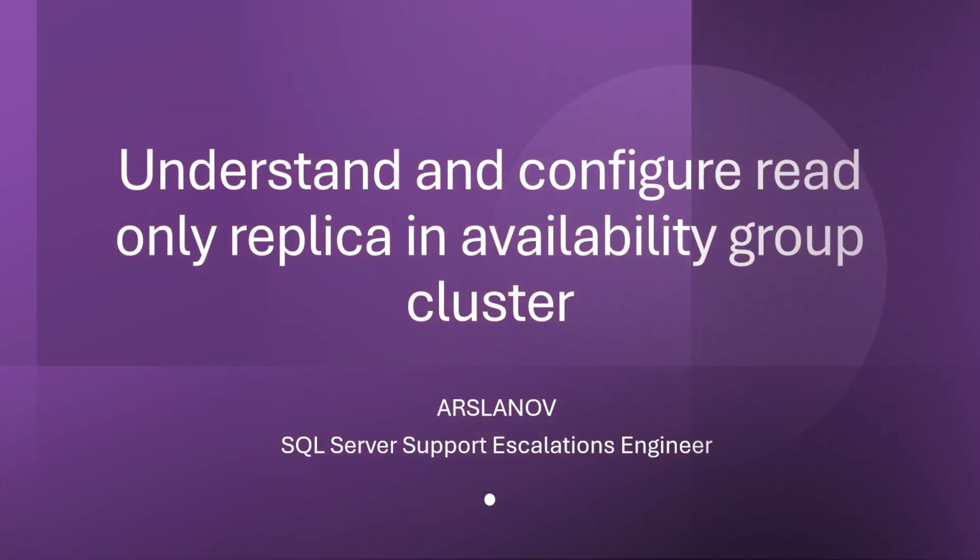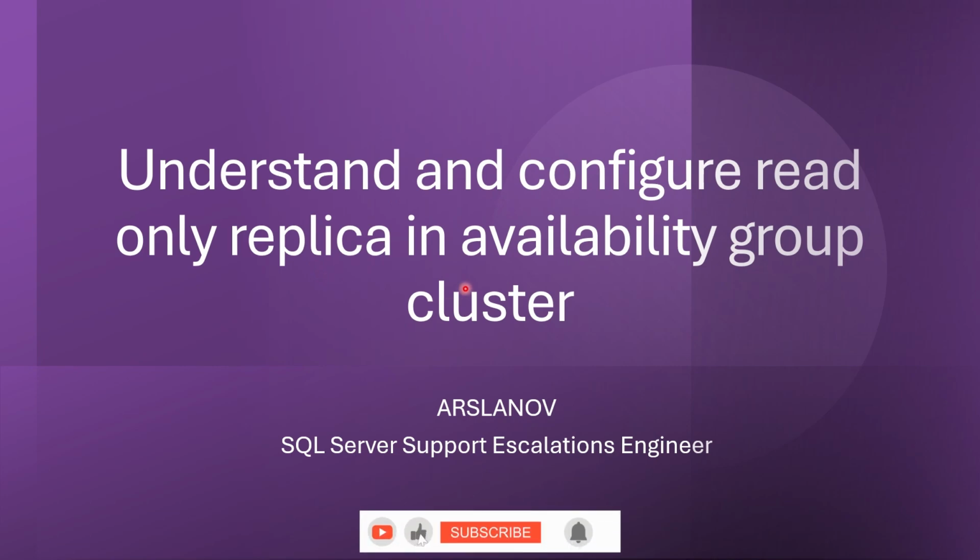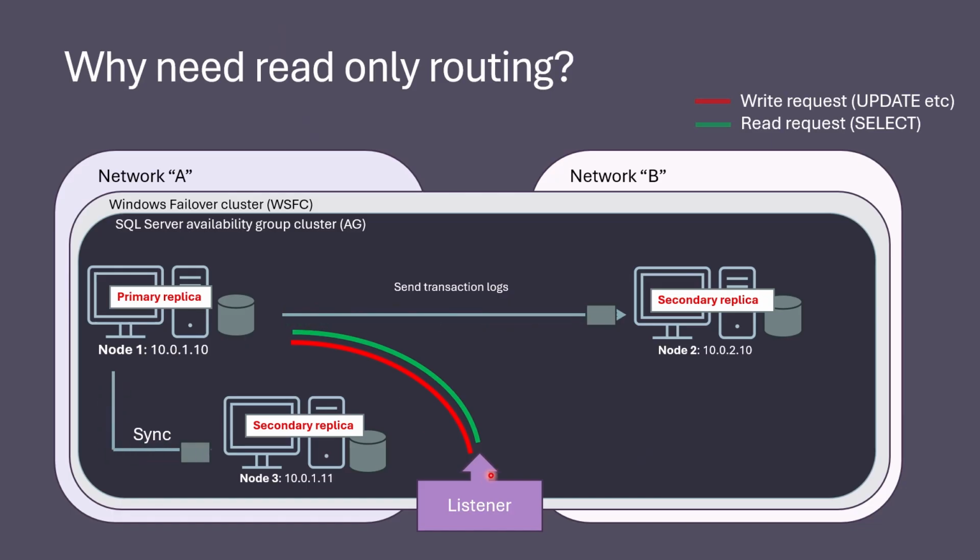Hello everyone. Let's understand and learn how to configure read-only replica in availability group cluster. This is a very important feature which you can utilize to achieve stable performance in the cluster. Let's get started. By default, when you connect to the listener, both read and write queries are directed to the primary replica.